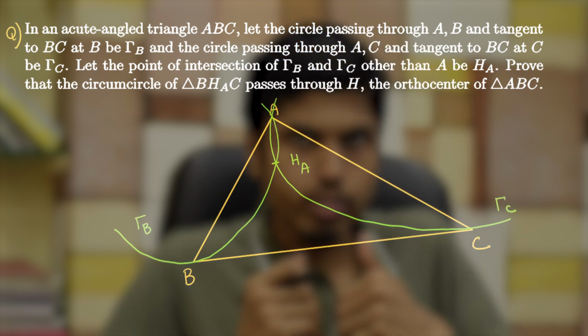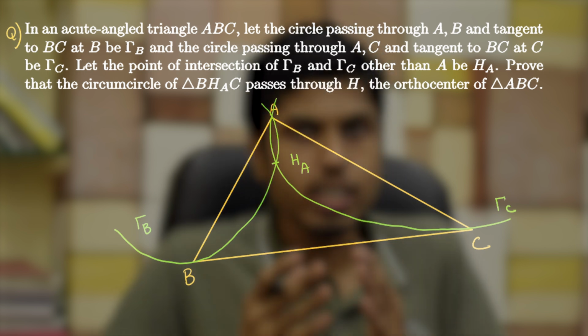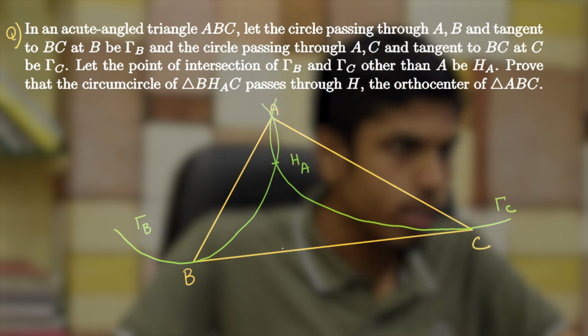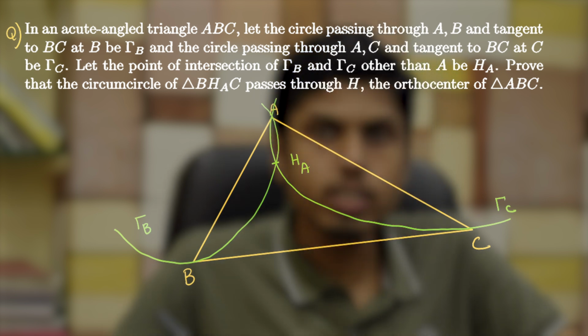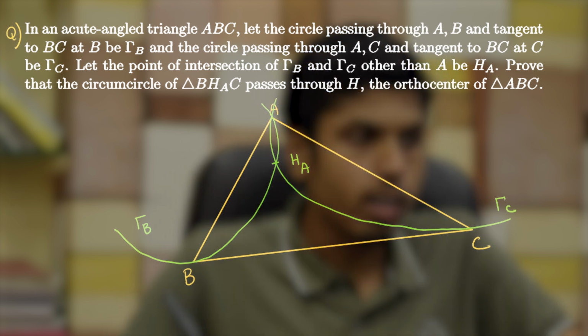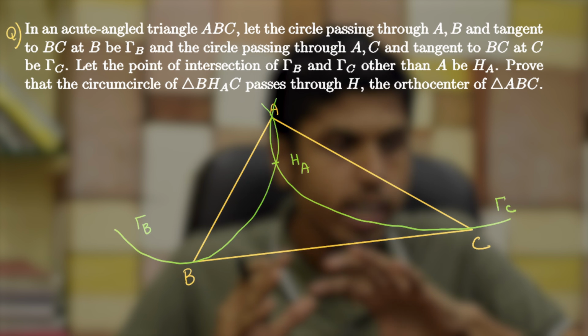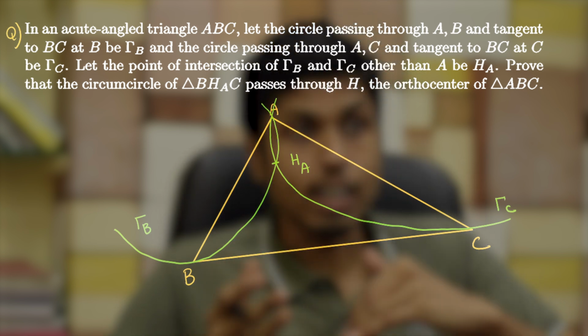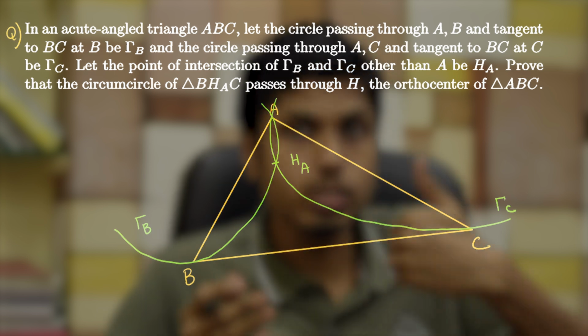And the intersection of these two circles should be named as HA, which is the other point of intersection. Now, proving that the orthocenter of the triangle ABC lies on the circumcircle of BHAC can be done using the inscribed angle theorem, and actually not the forward way but the reverse way.